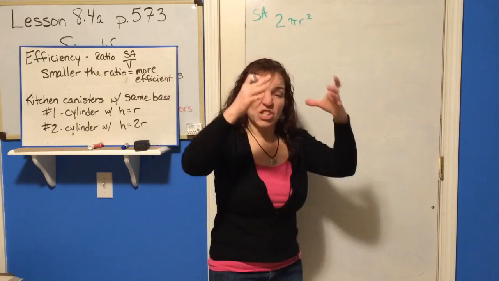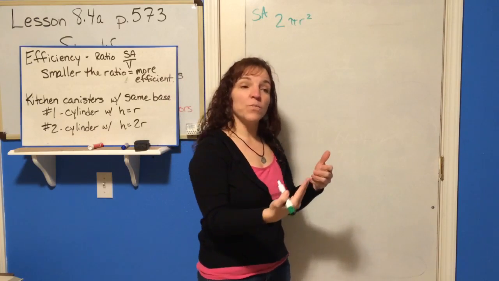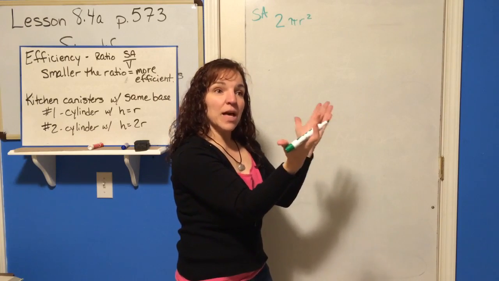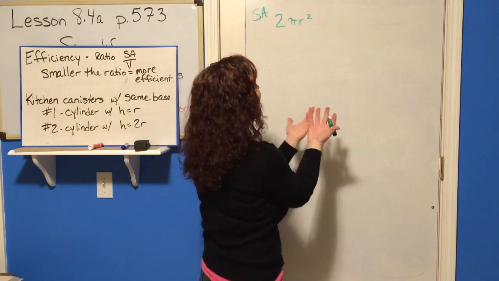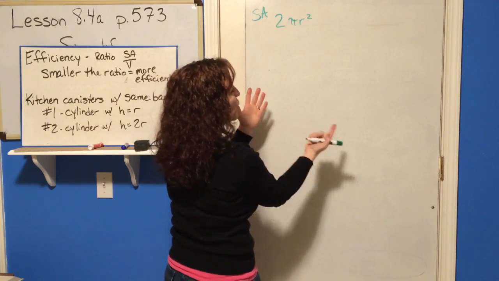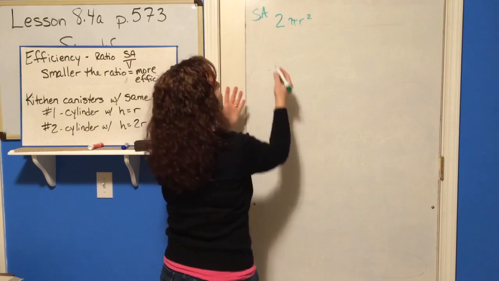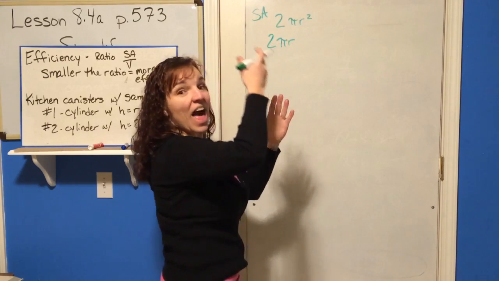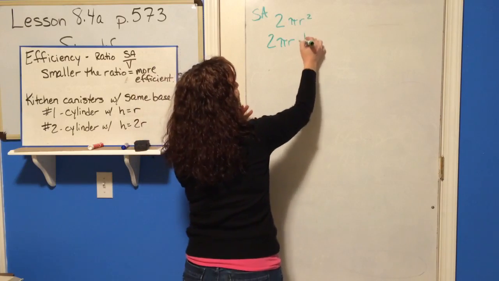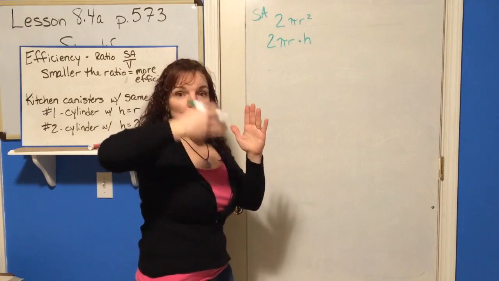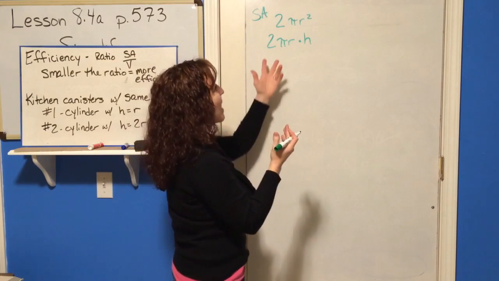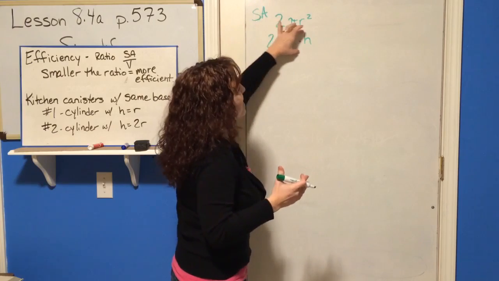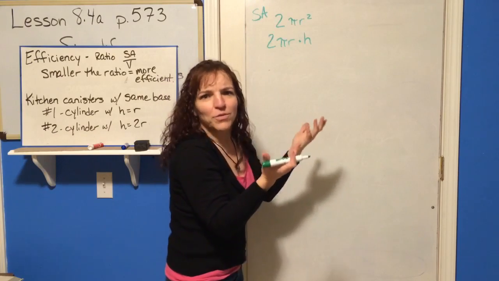Plus we've got the edges, and if you remember, if you take the label off of a can, it becomes a rectangle. So we're going to take that rectangle, and it's going to be the circumference of the circle, and the circumference is 2 pi r. And then you're going to multiply it by the height, the height of the canister, of the wrapper. All right, so this is the 2 ends, the 2 circles, and this is the rectangular wrapper, for lack of a better term.